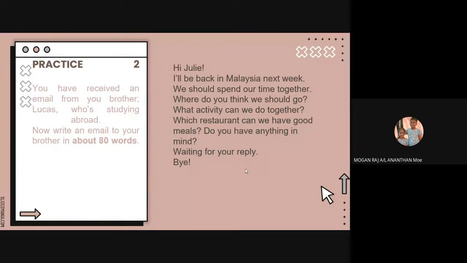Julie: I'll be back in Malaysia next week. We should spend our time together. Where do you think we should go? What activity can we do together? Which restaurant can we have good meals? Do you have anything in mind? Waiting for your reply. Bye.